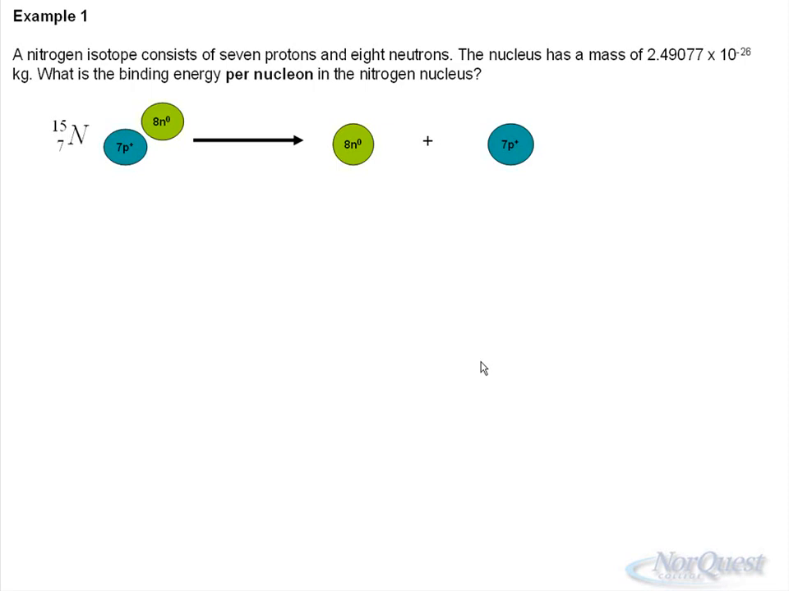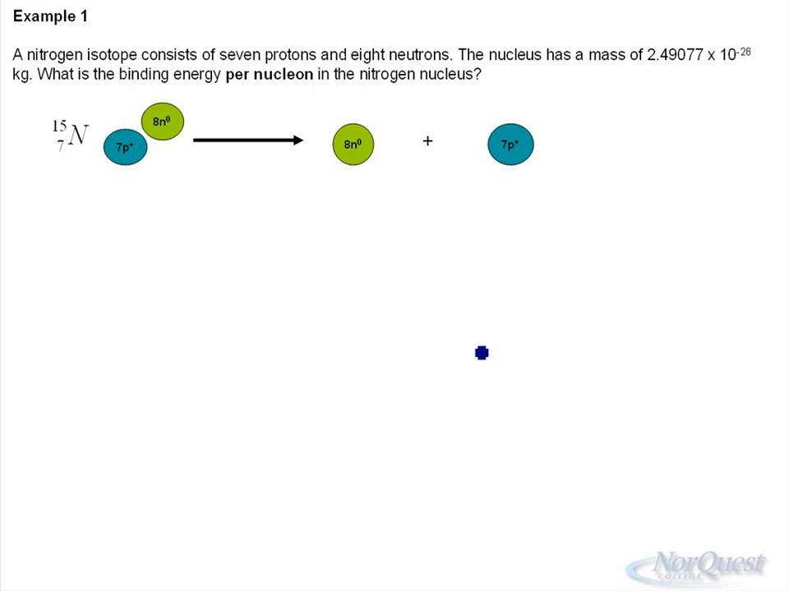So this example, I give you the actual equation. There's 15 nucleons, 7 of those protons, so that means the other 8 are neutrons. And we're going to look at the individual masses and then compare it to the mass of the combined nucleus, knowing that some mass is lost. That lost mass is converted into energy.